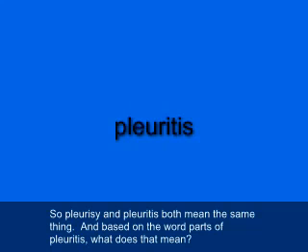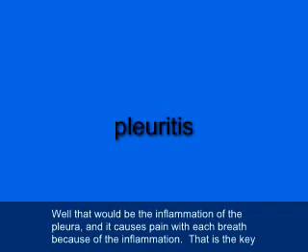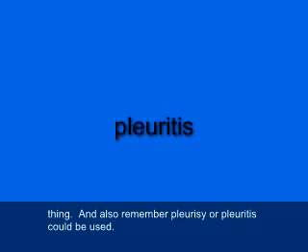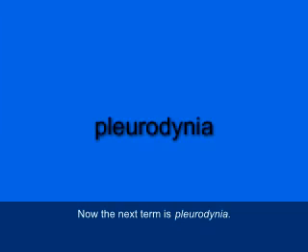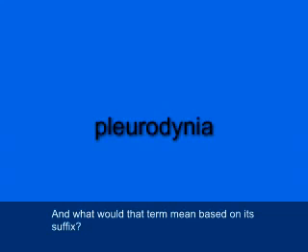And based on the word parts of pleuritis, what does that mean? Well, that would be the inflammation of the pleura, and it causes pain with each breath because of inflammation. That's the key thing. And also remember that pleurisy or pleuritis could be used. Now, the next term is pleurodynia. And what would that term mean based on its suffix?